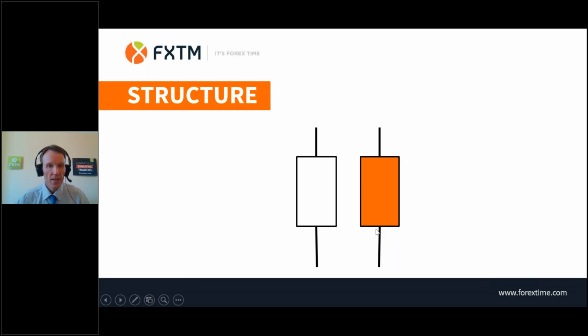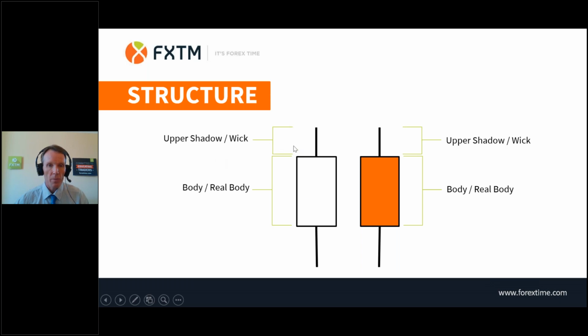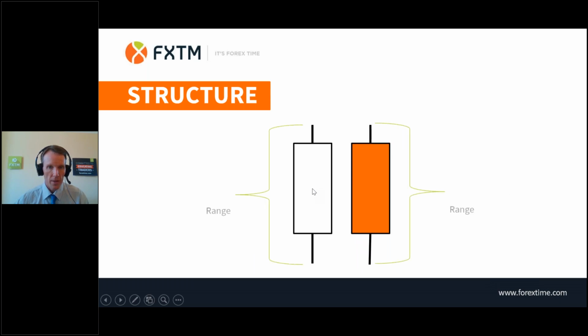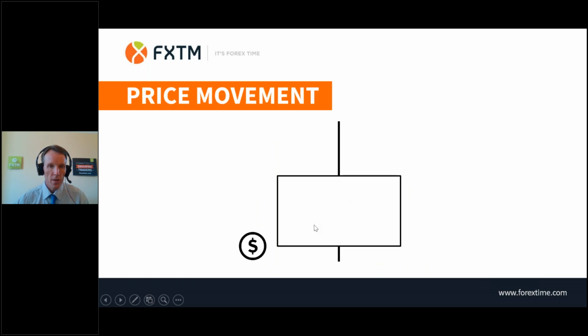Okay. Right. A little bit more of the structure. This is what we call the body, or the real body. And this is what we call the upper wick, the upper shadow, and the lower wick, or the lower shadow. And this is called the range. Right. So what does it represent? How does it form? So what I've done here is just a small animation.